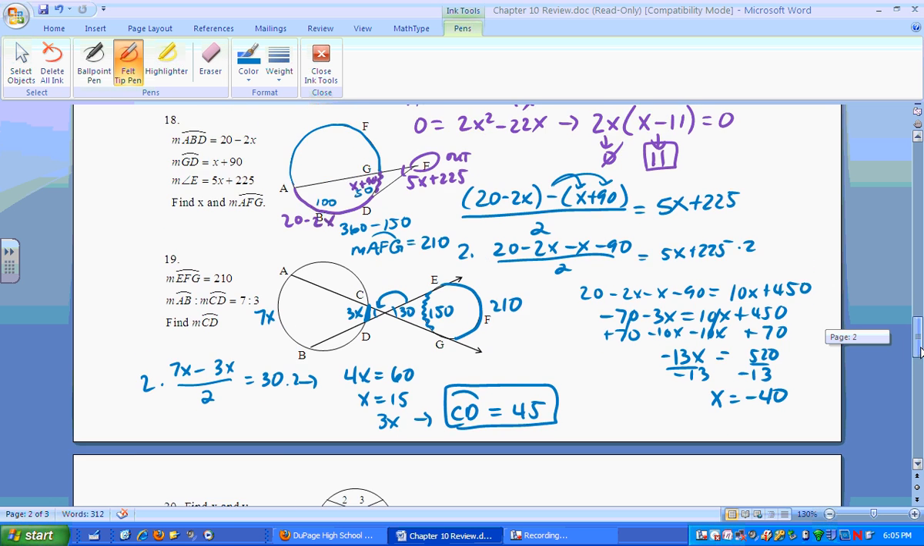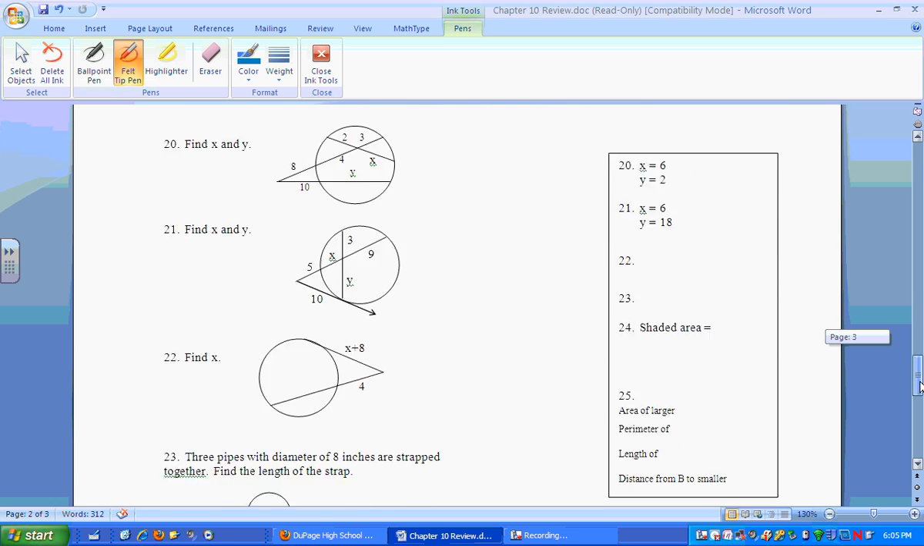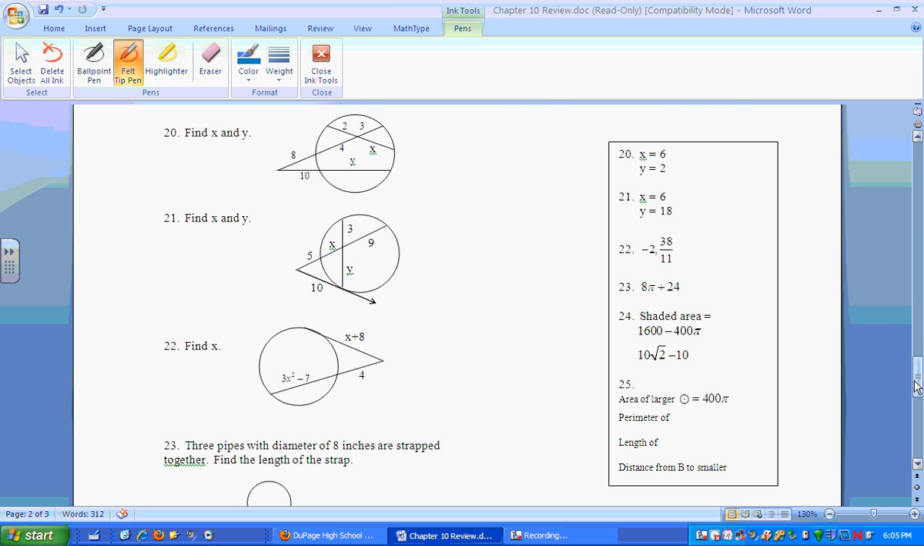Hopefully this is all making sense to you and you're cruising right along. Number 20. We are in our power theorems again. Let's solve for x. It's in a chord piece. So I notice 2 times x is equal to 3 times 4. So 2x is equal to 12. So x equals 6. That's good.